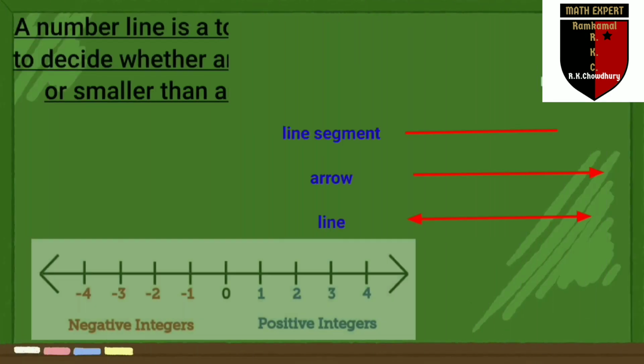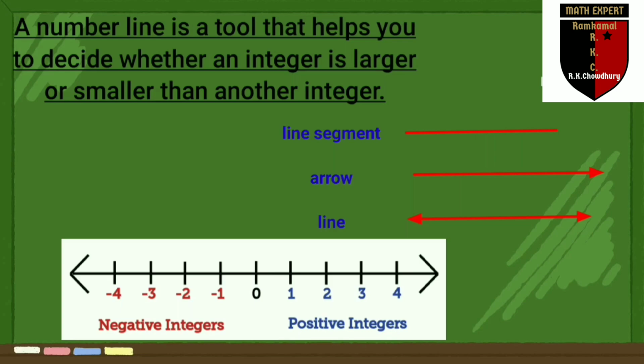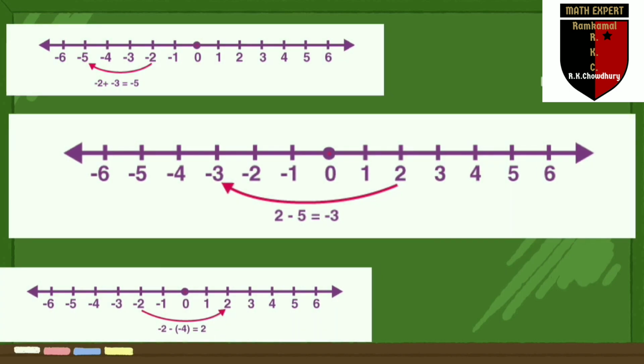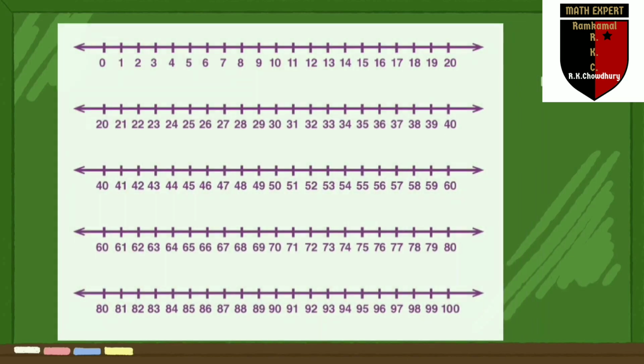0 is in the middle of the line and positive integers are on the right side of the 0 and negative integers are on the left side of the 0. When we move right from 0, integers gradually increase. When we move left from 0, integers gradually decrease. So plus 10 is bigger than plus 5 and minus 10 is smaller than minus 5.